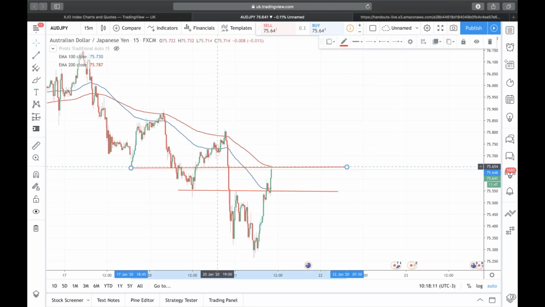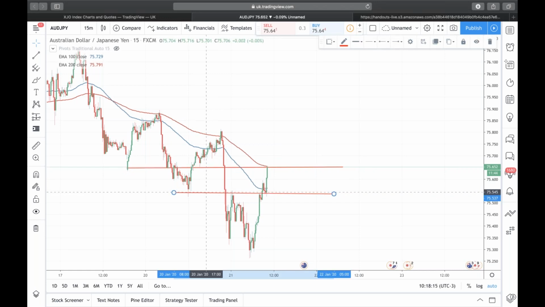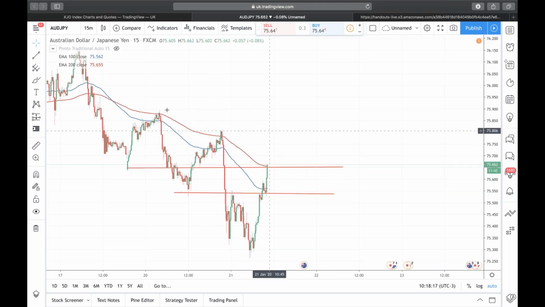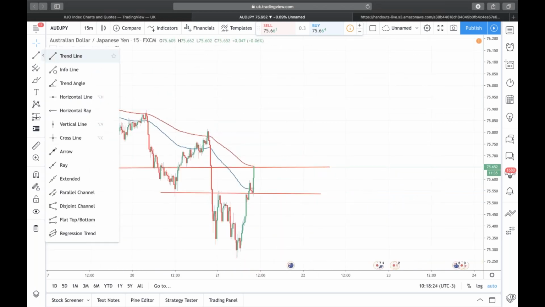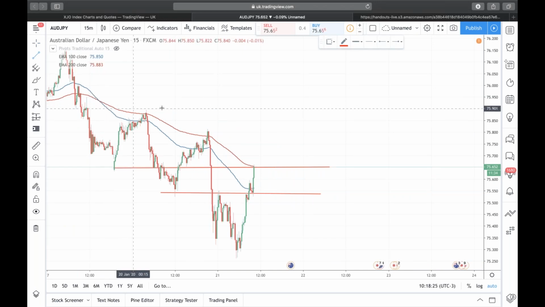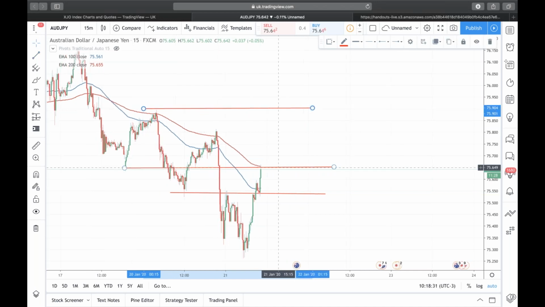So at both of these places, I would expect to find sellers. And where would I expect to find stops? I'd expect to find stops above this second most recent high. So I expect to find stops up there. Looking at that currency pair, that's where I'd expect to see that.